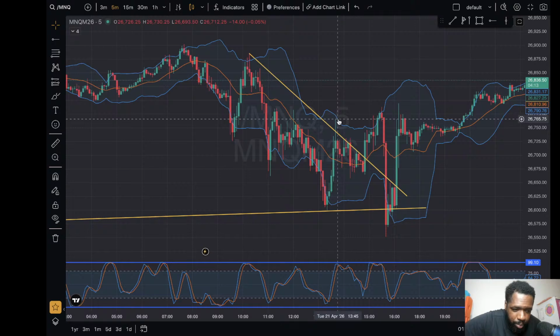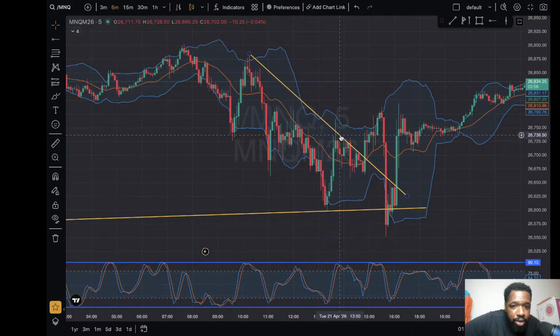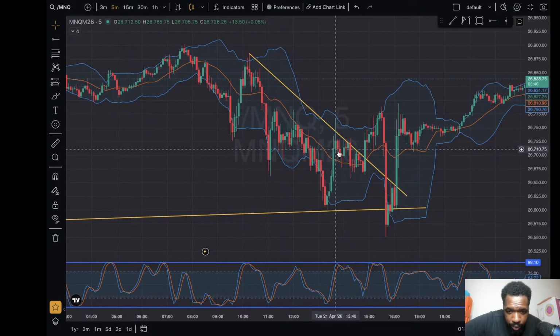This is a trade from earlier today, around 1:30. We're already after midnight, so it's the next day. If we look back at this trade, what I typically like to trade is the RSI. When we look back, I was in somewhere around here.